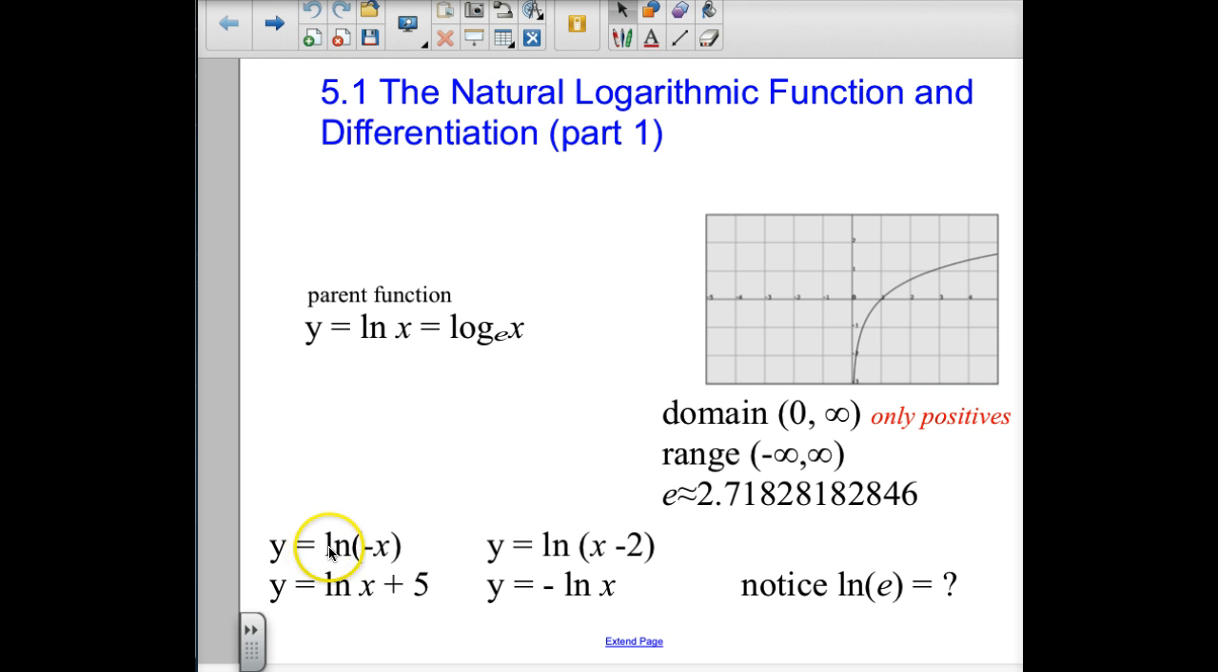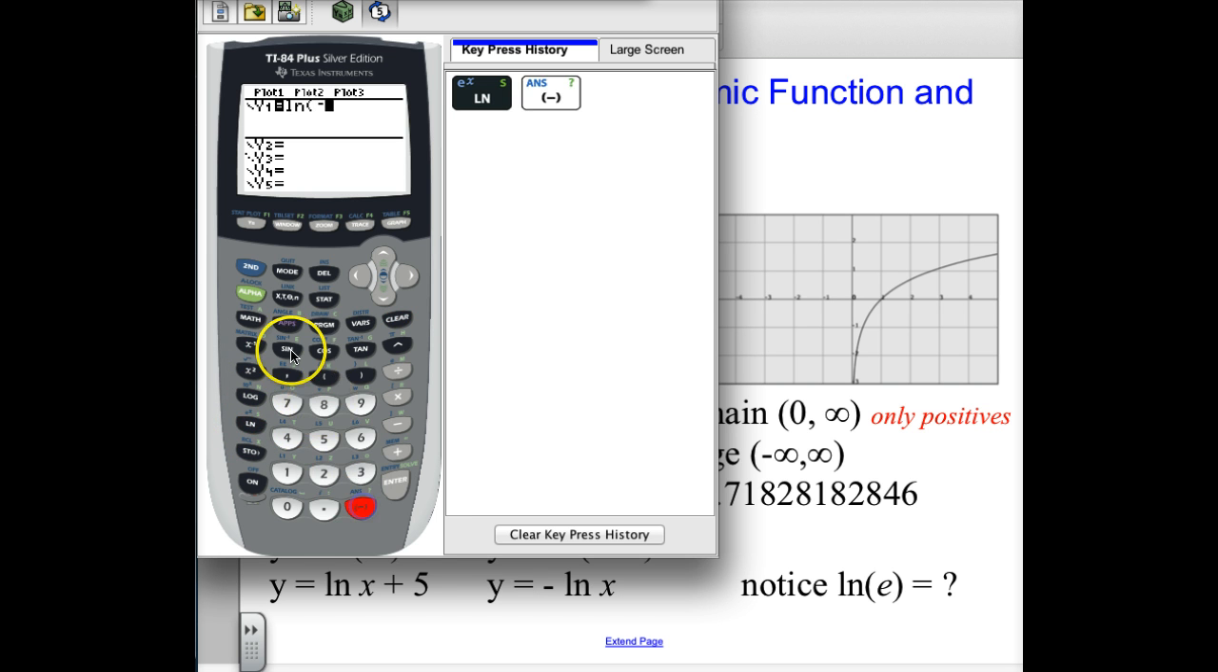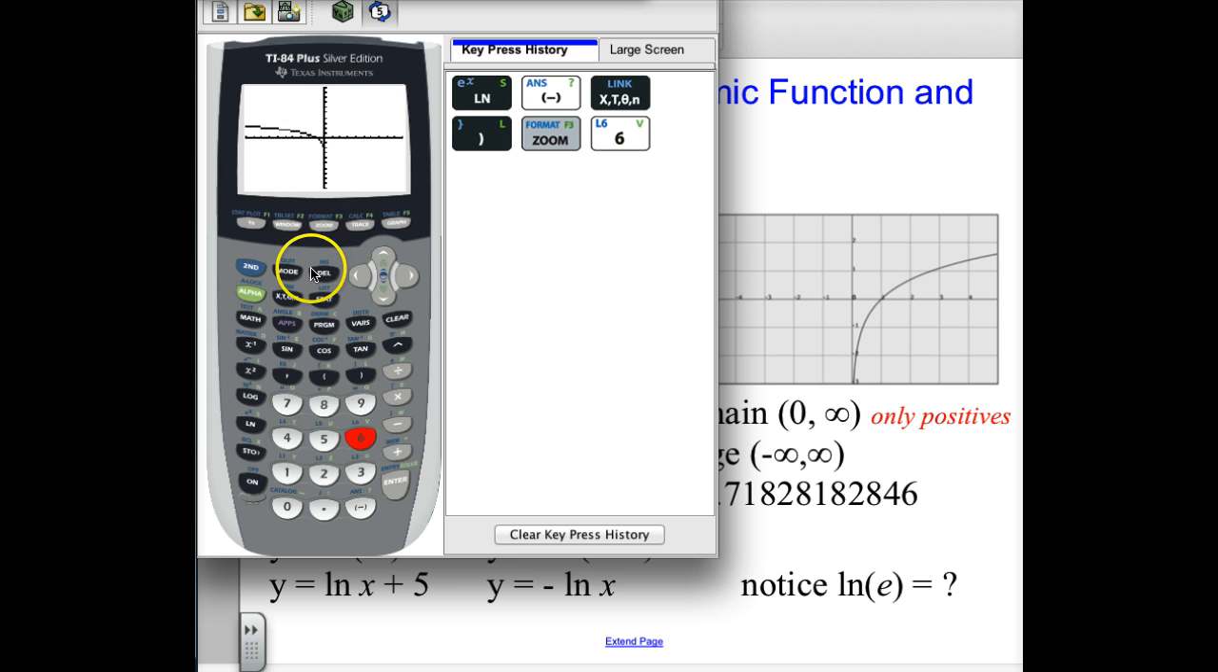So let's think about the function natural log of negative x. How is that graph going to be different than the function natural log of x? If you put a negative on the inside of a function, what does that do to it? Let's look at our graphing calculator. Go to your y equals. Here's the ln button, and we'll type in a negative x. Do a zoom 6 to get a standard window. And it just reflects it over the y-axis. So that follows what we've talked about before. If you put a negative inside of a function, it will reflect over the y-axis with certain types of functions.